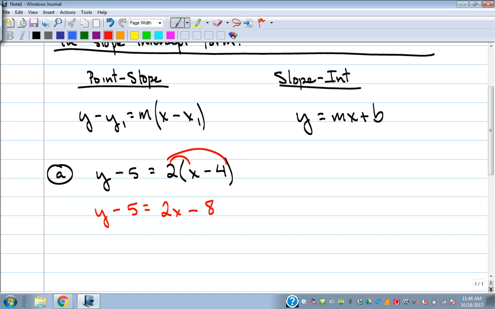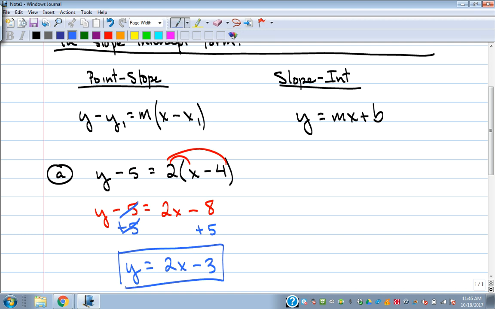Then we're one step away from having y by itself. If I add 5 to both sides, what do I add it to on the right-hand side? The 8. So these cancel out. There's y by itself. 2x is still there. What's negative 8 plus 5? Negative 3. Is that slope-intercept form? Yeah. What part's the slope? The 2 in front of the x. And then what is the negative 3? Y-intercept. So we've taken something from point slope form into slope-intercept form.